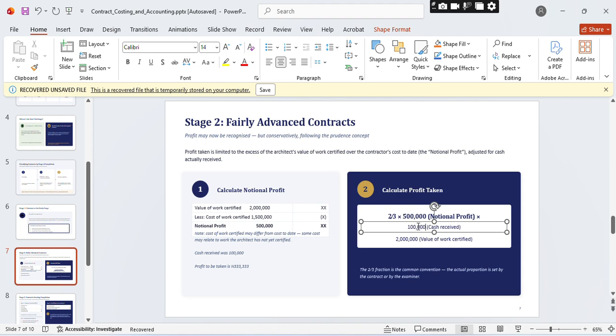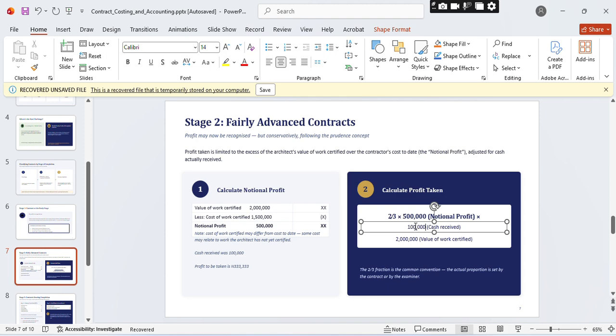So 100,000, which is the cash that the contractor received, divided by 2 million. So we're going to have 0.05. So that will be 0.05 multiplied by 500,000, multiplied by 2. That will give us 50,000 divided by 3.